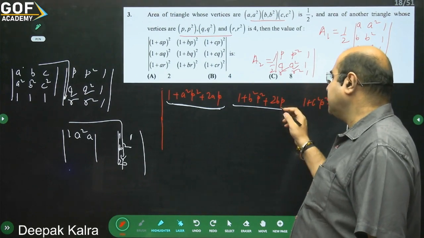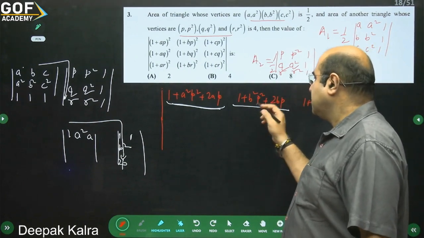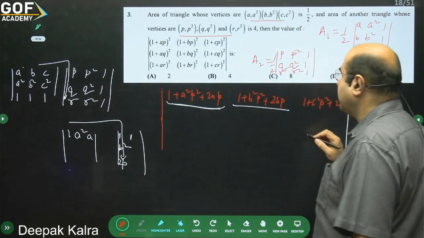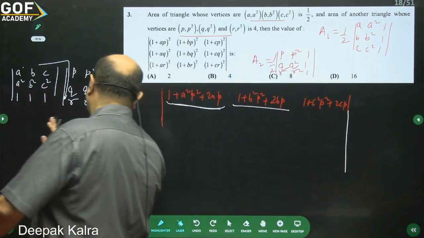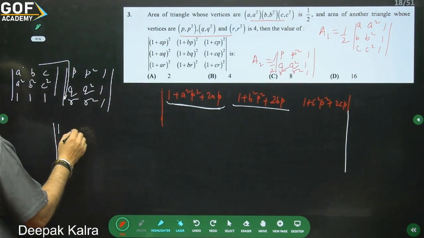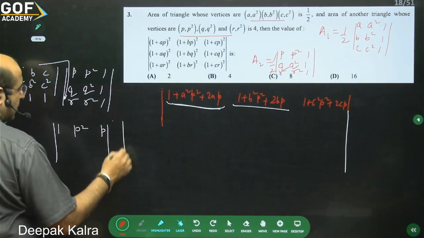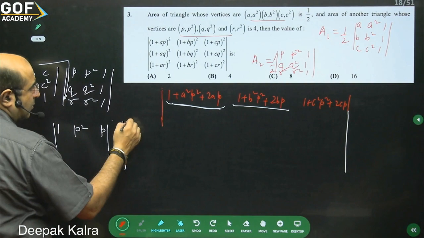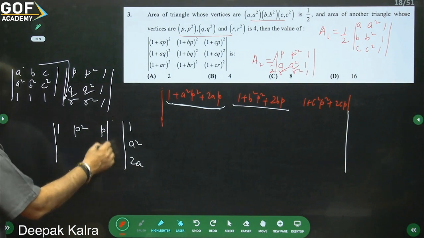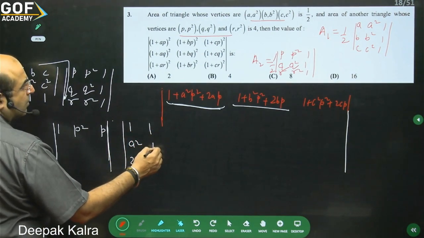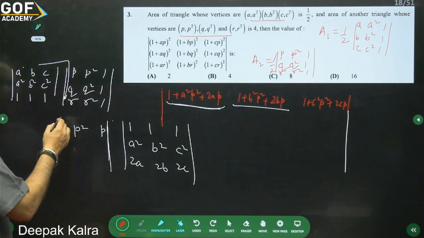Second element is this. So my concern is C with this. So you have A square will not work. A square works in this direction. So write first that one then. Make it 1, A square, 2A. Then you have 1, B square, 2B. C square, 2C. I hope you have understood now what I've done.